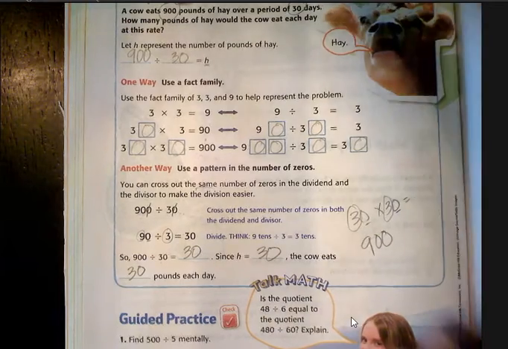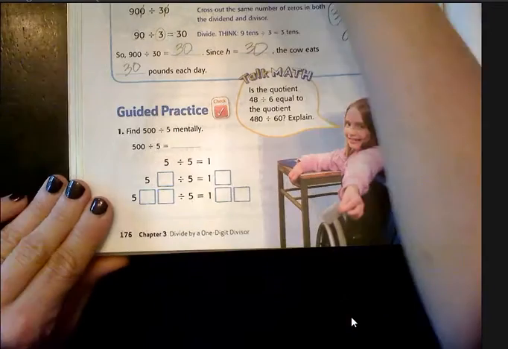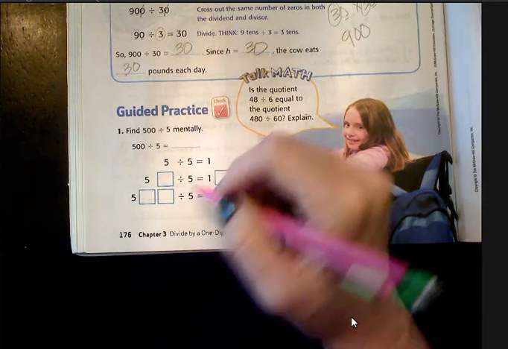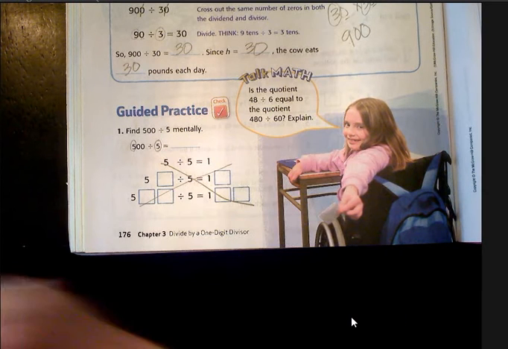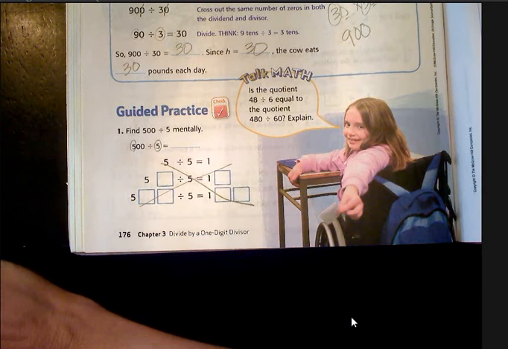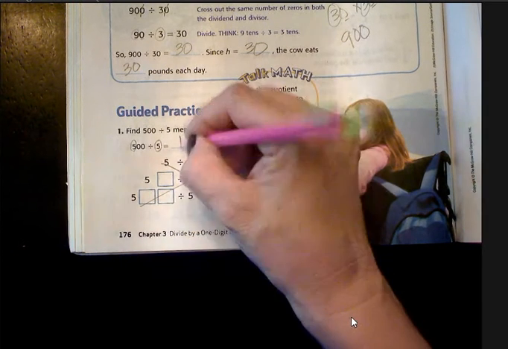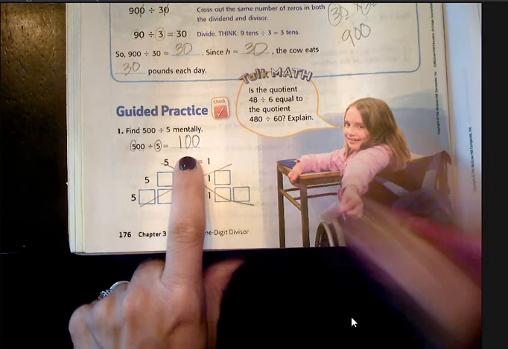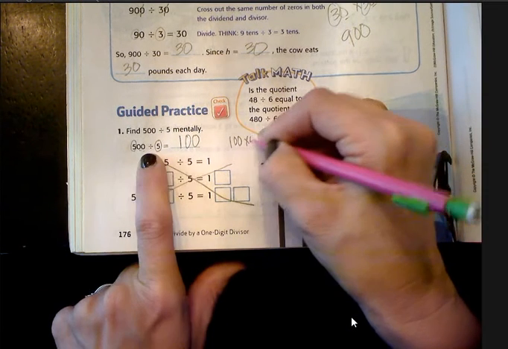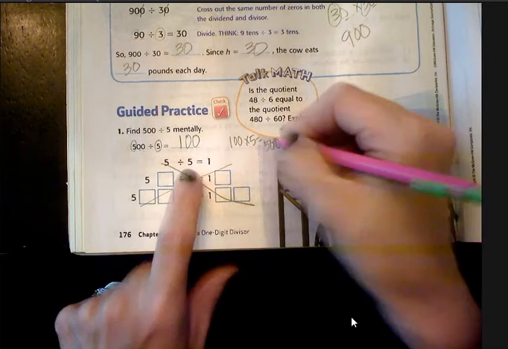So let's take a look at the guided practice. We've got 500 divided by 5. So I'm just going to cross this off, and I want you just to do this. Circle everything that's not a 0. What's 5 divided by 5? It is 1. And how many zeros do I have left over? 2. My answer is 100. And we can check it. 100 times 5 equals 500. So we know we got that right.